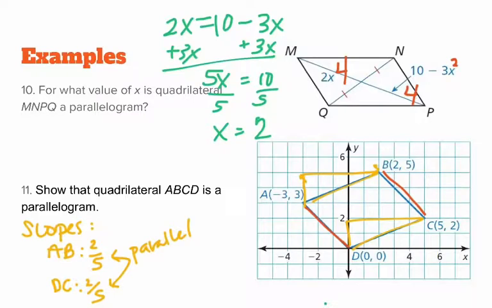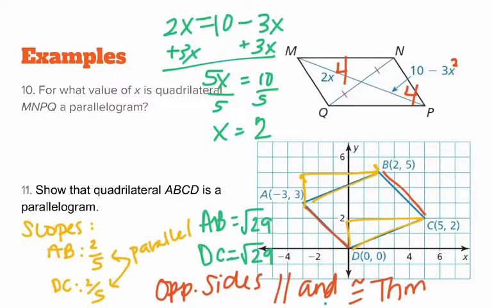But now you have to do the distance formula. And I'm going to have you pause the video here and you do the distance formula from A to B and from D to C. Go ahead, leave it in radical form. No need to get a decimal. All right, on both of those, you should have gotten the square root of 29. So AB and DC both have a length of square root of 29.